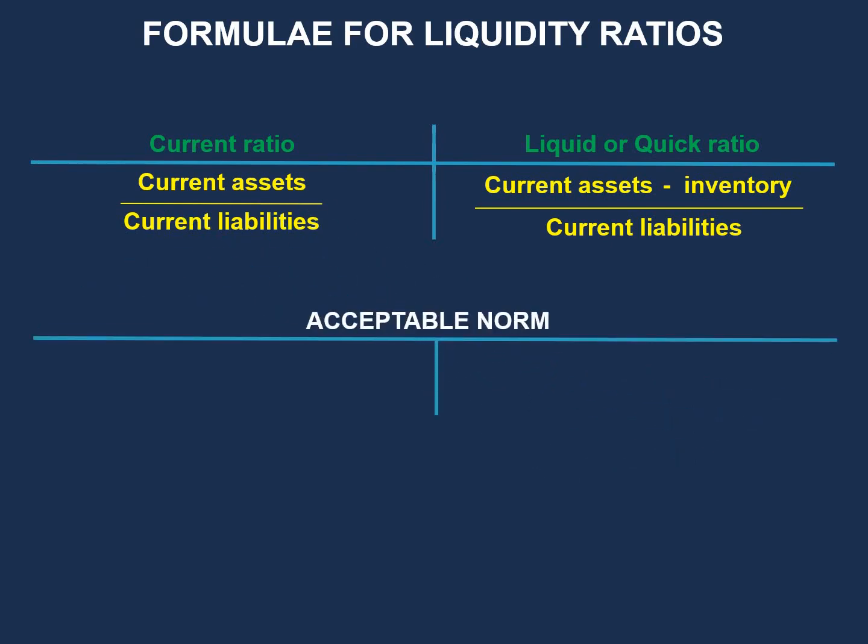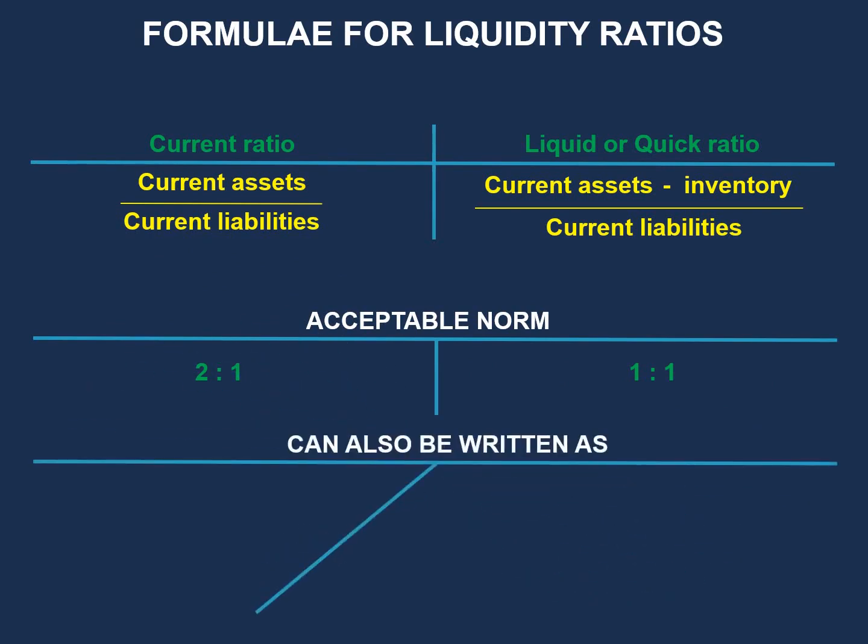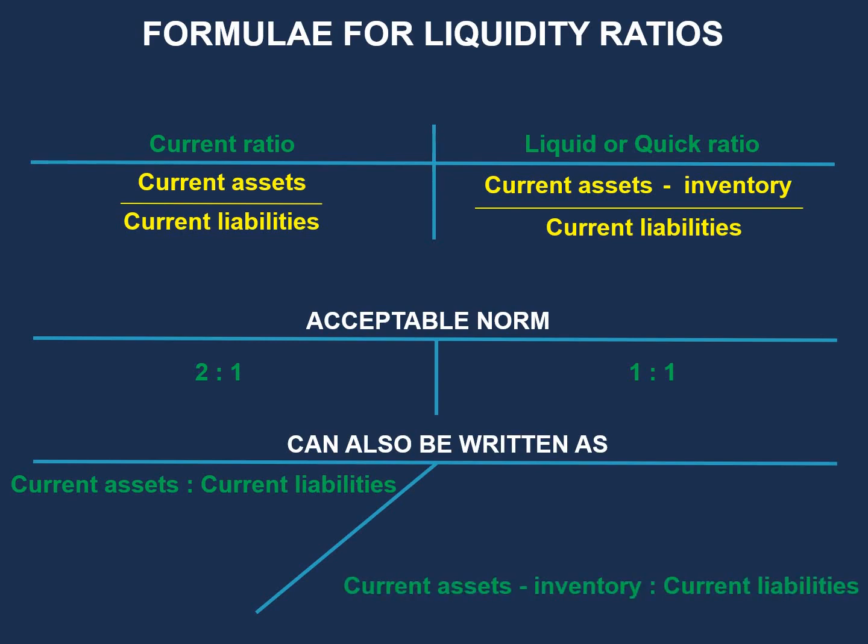Now, the acceptable norm for our current ratio is 2 to 1, and for our quick ratio is 1 to 1. You can also write these ratios as the following. For current ratio, you can write current assets to current liabilities, and for our quick ratio, we can say current assets less inventory to current liabilities.